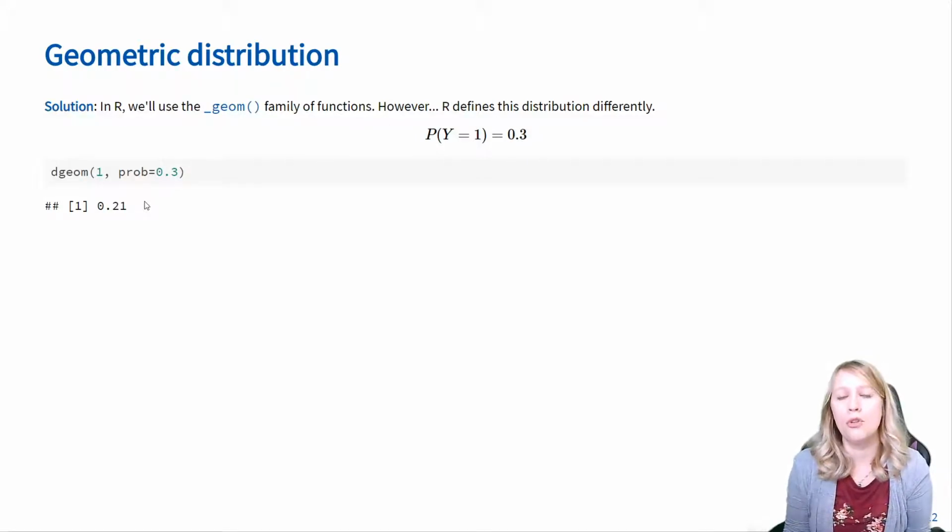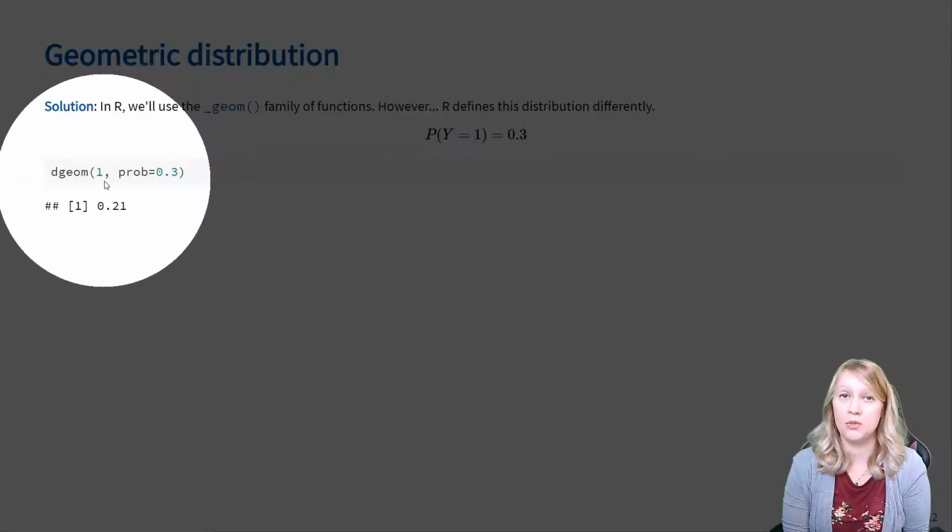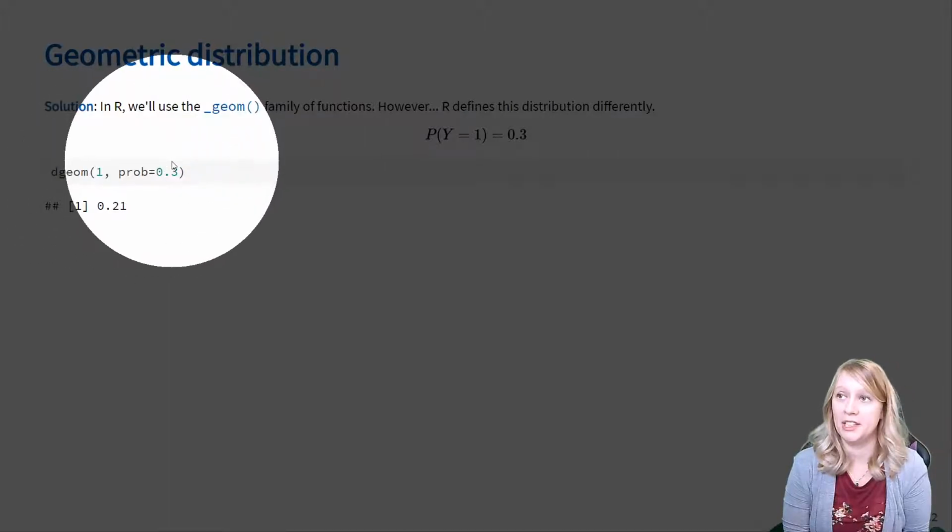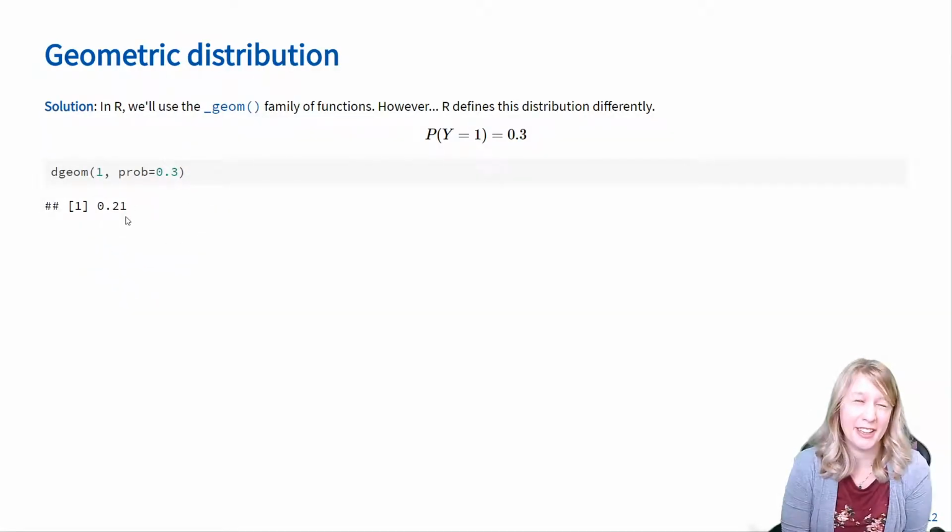So we know from our definition that the probability that y is equal to 1, or the probability of a success on the first at bat, should be 0.3. However, if I use this d prefix, which should calculate probabilities, plug in 1, probability of success 0.3, I get a slightly different answer, 0.21.